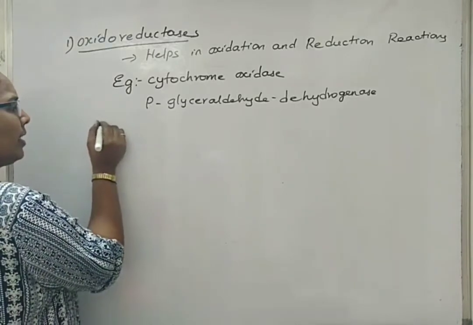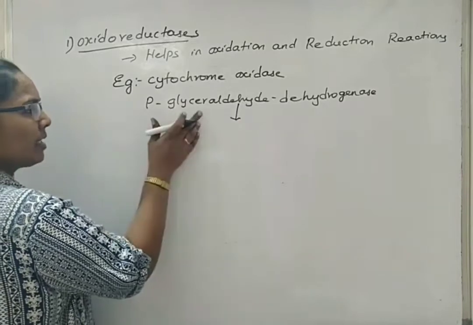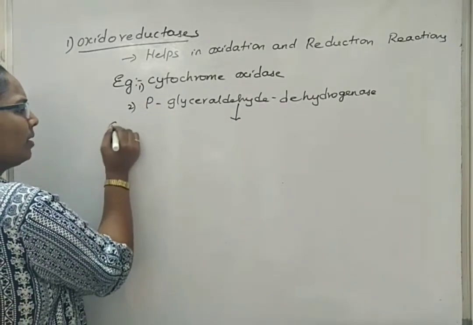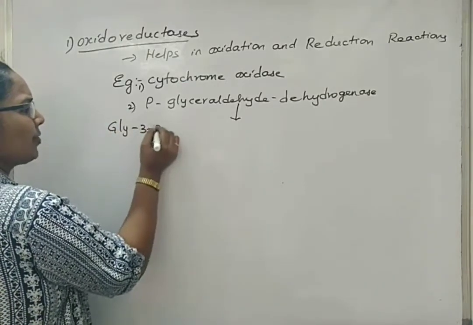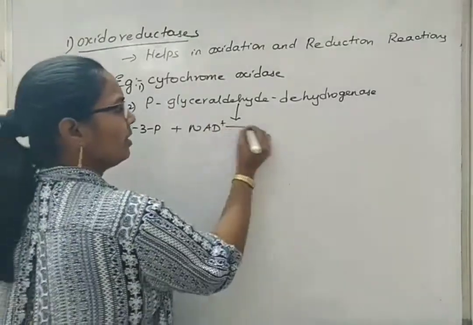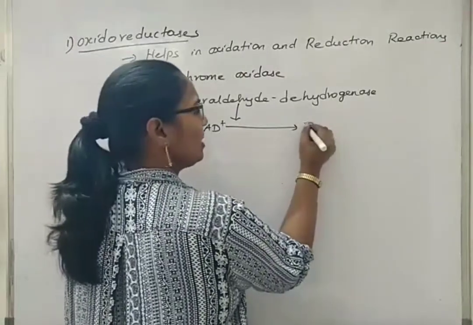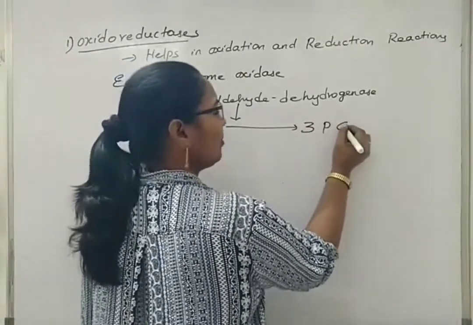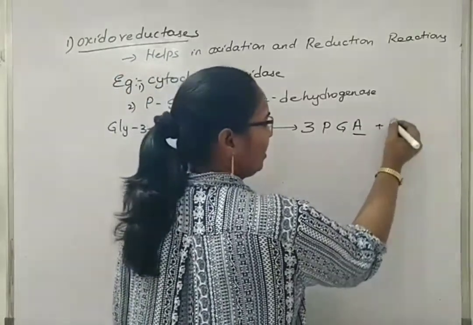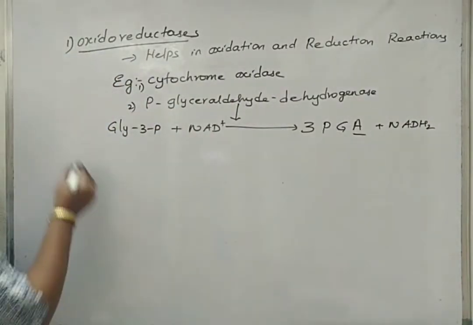So here we can take a step where this enzyme is involved. This is the second example. Glyceraldehyde 3-phosphate, in the presence of NAD plus and the enzyme phosphoglyceraldehyde dehydrogenase, gets converted into 3-phosphoglyceric acid, the acidic form, plus obtaining NADH2. This is one of the examples.